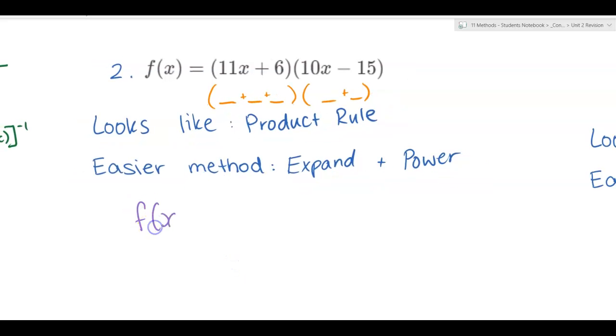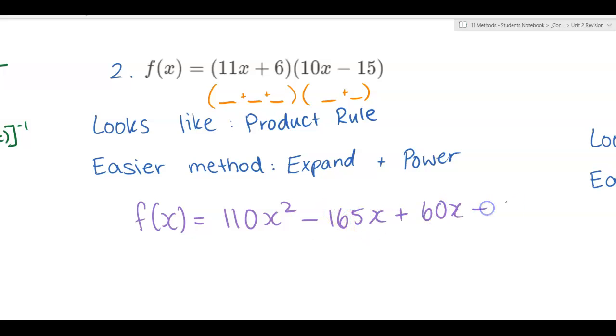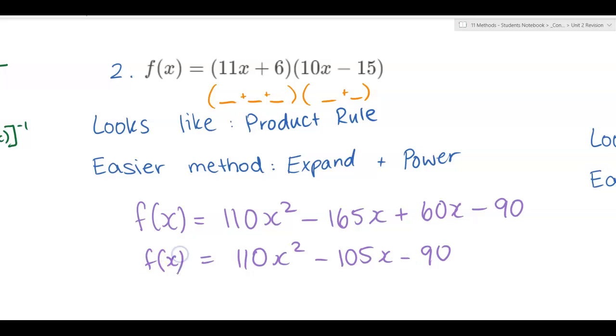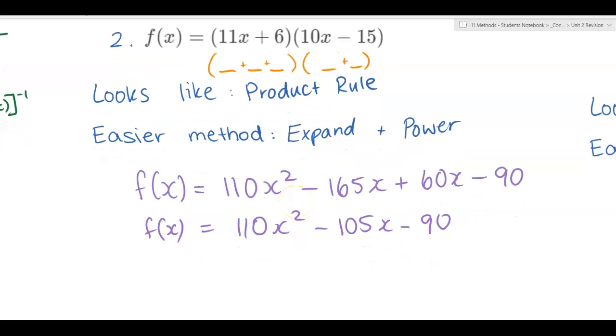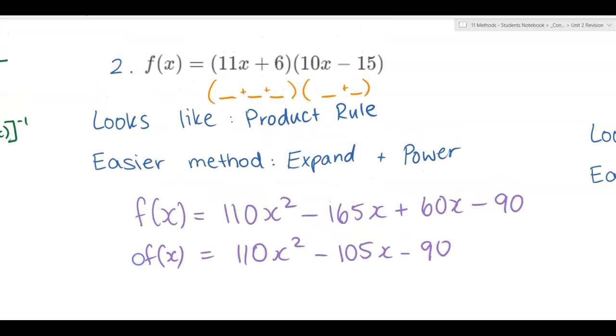Let's just write f of x equals, okay, 11x times 10x is 110x squared minus 165x plus 60x minus 90. Join up our like terms. You guys are probably faster at doing this than I am. That's fine. But I'm going to take it slow so that I don't make a mistake, which I probably still did. Is that right? All good? And now when I look at that, that is so much easier in purple to derive than that original function. Do we all agree? No, you don't.